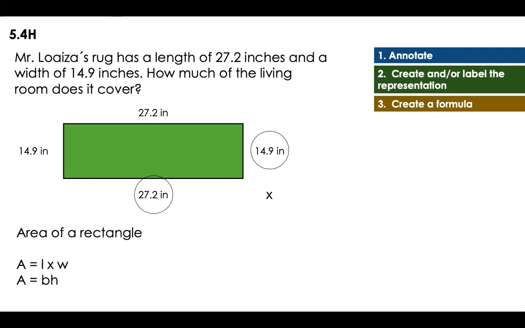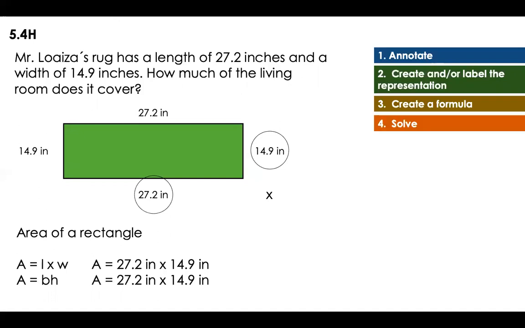The formula is going to be length times width, or just base times height. In this case, base is going to be the bottom. That means it's going to be the 27 and 2, and the height is going to be the 14 and 9. If I substitute the numbers for the letters, it will look like this, all right? Now let's solve. 27 and 2 times 14 and 9.